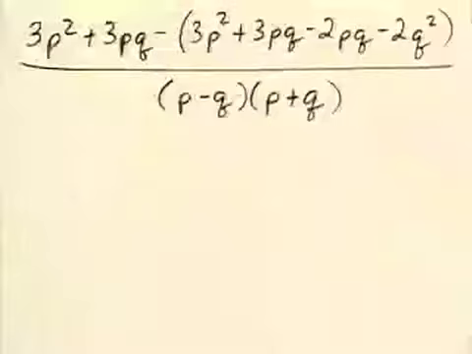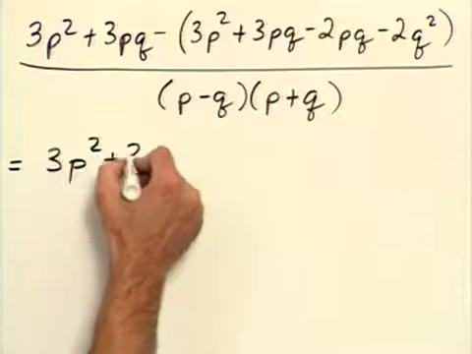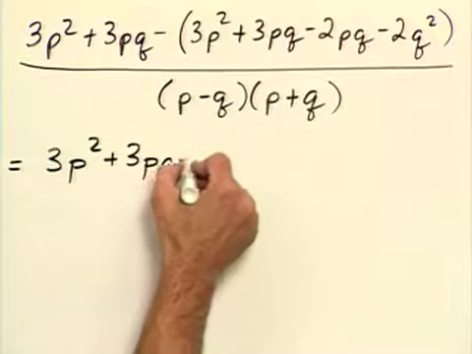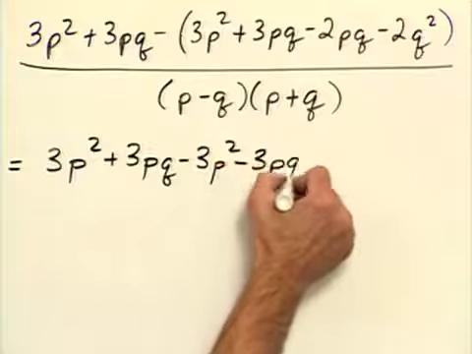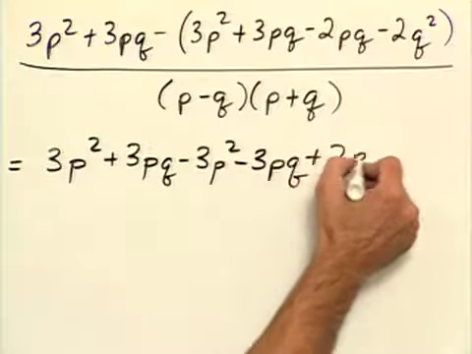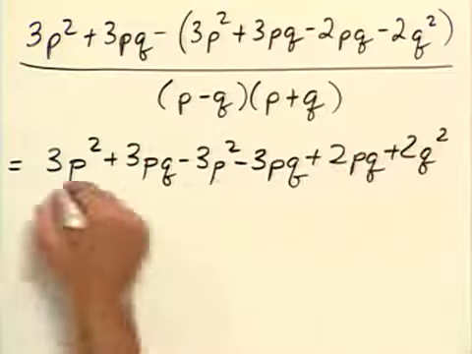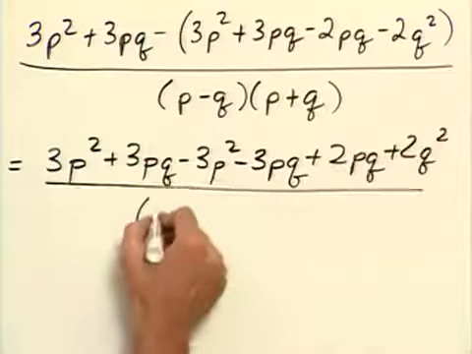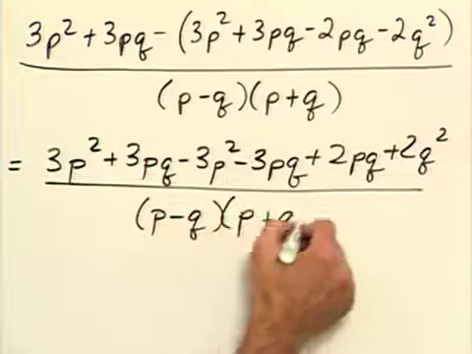The next step is to simplify this rational expression. To do so, let's run our negative through first and then combine like terms. So what we'll have is 3p squared plus 3pq minus 3p squared minus 3pq plus 2pq plus 2q squared. And this is still all over our least common denominator of p minus q times p plus q.